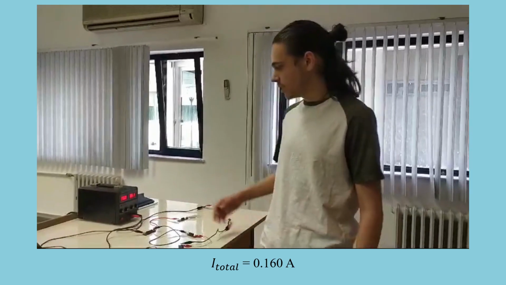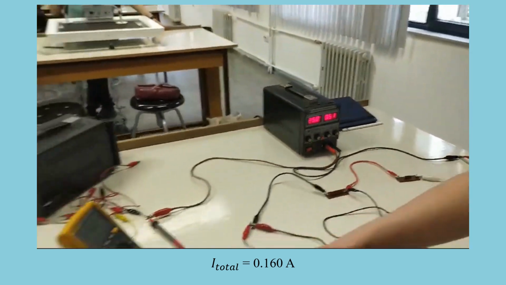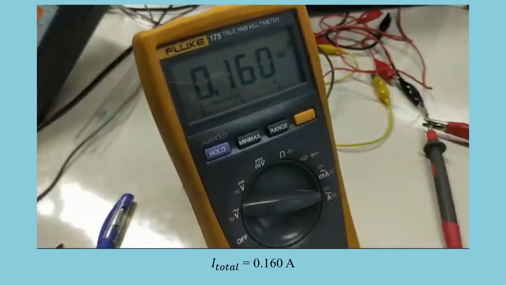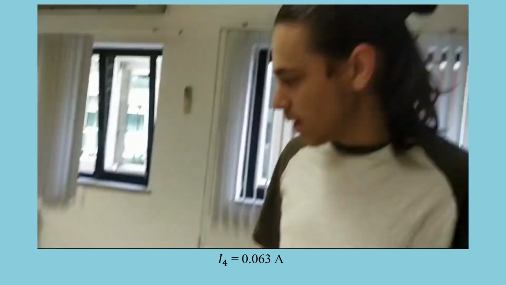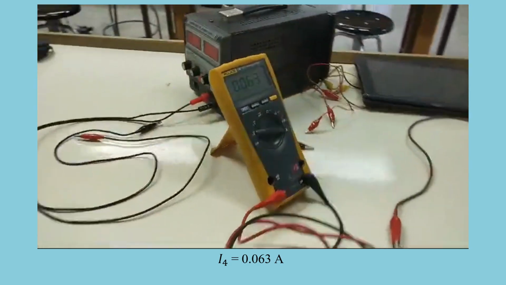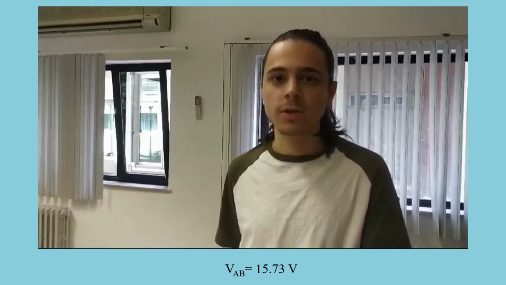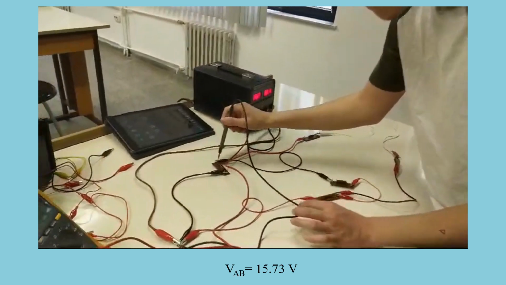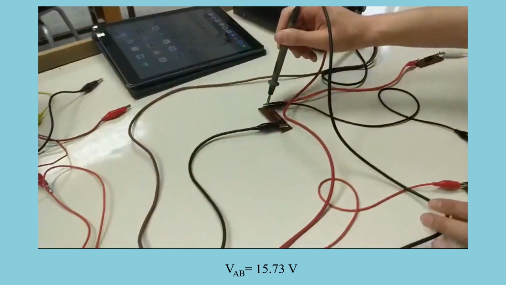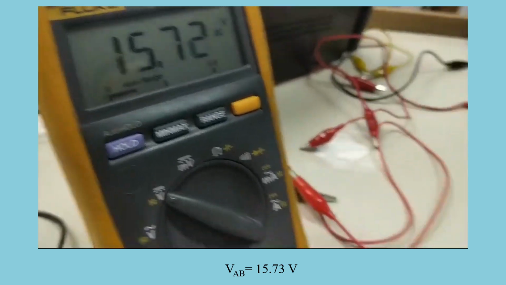First part, I have set the voltage to 25 volts and measured the I total, and this is the I total. For the first part, I am calculating the I4 value. Voltage is again 25 volts, and this is the current value we get. Second part, I will be calculating the voltage difference between point A and point B. And as you can see, it is 15.73 volts.